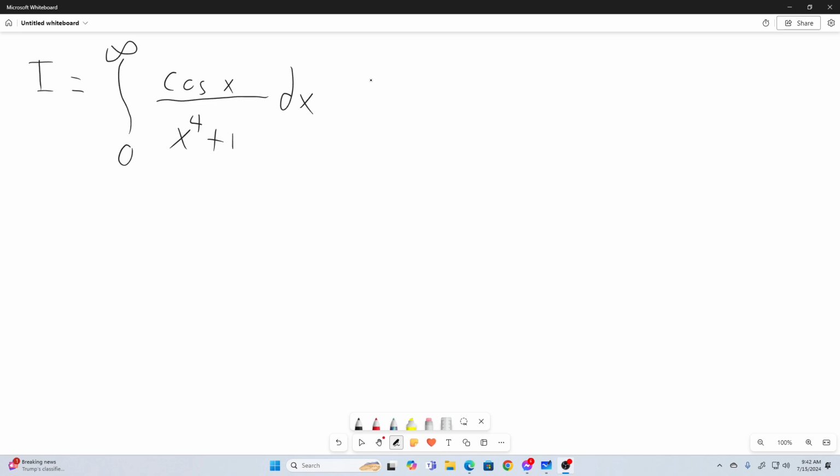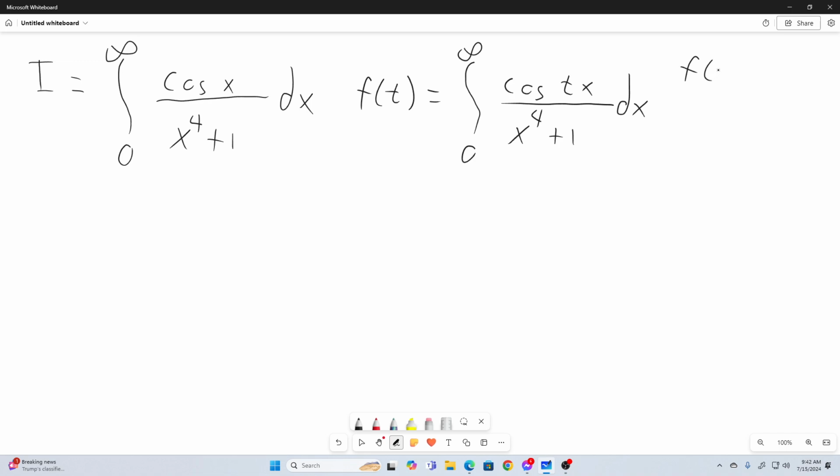All right. So, of course, our first step is going to be creating a function of t closely resembling our original integral. And this is an obvious reparameterization. We're just going to make it the integral of cosine tx over x to the fourth plus 1 dx. And we will note that f of 1 is going to give us back our original integral.